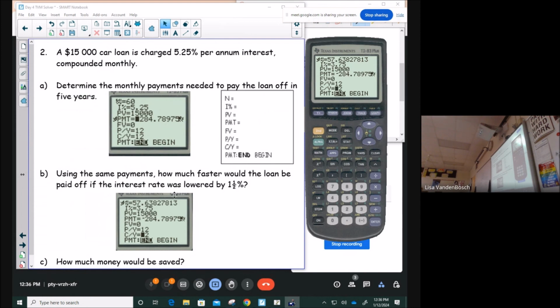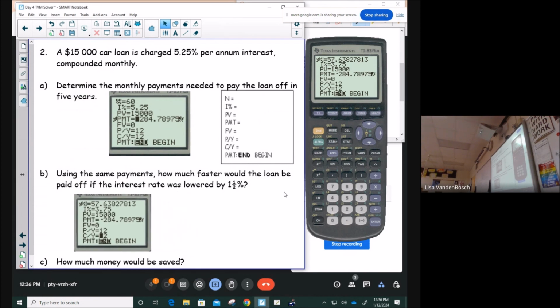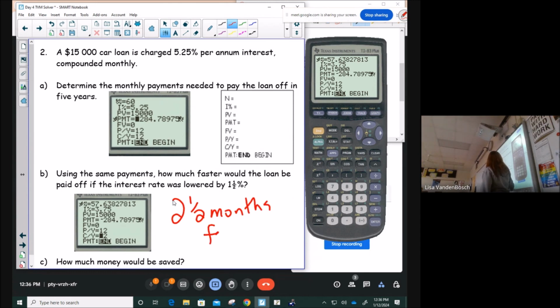So what does this mean, you guys? How much faster is it going to be paid off? So, almost. Let's say 2.5 to make things easier. So it's going to be paid off 2.5 months faster. Okay, 2.5 months faster means like, well, double that and a little bit more. So probably a little over $500 you're saving.